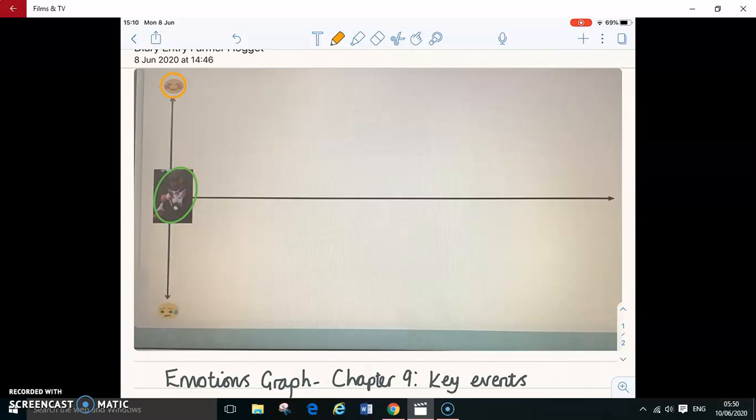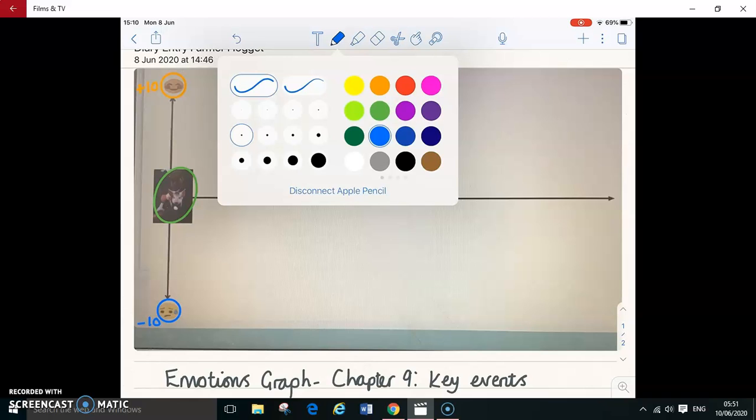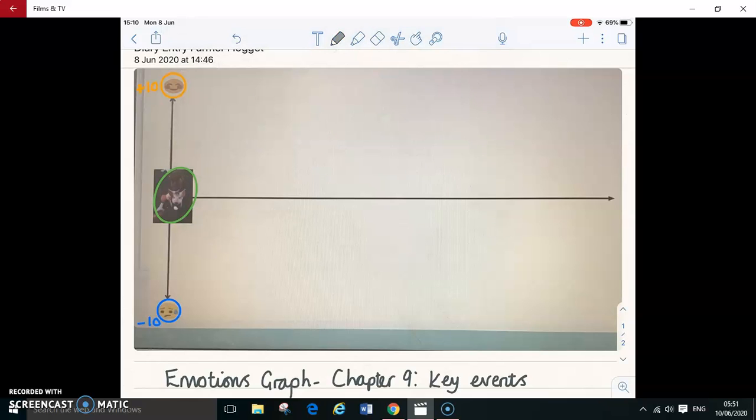We can see that at the top here we've got a really smiley face. So these are the highest emotions that you can get. And then down the bottom we've got a -10, which is really sad emotions, the saddest that you can get. So what we're going to do is think about the points in the chapter. But my first point is going to be from right at the end of chapter 8, where Farmer Hoggett finds Babe with the dead ewe.